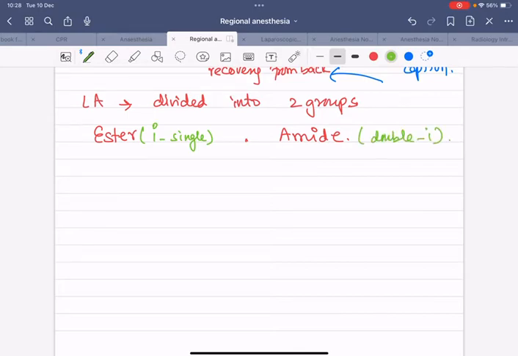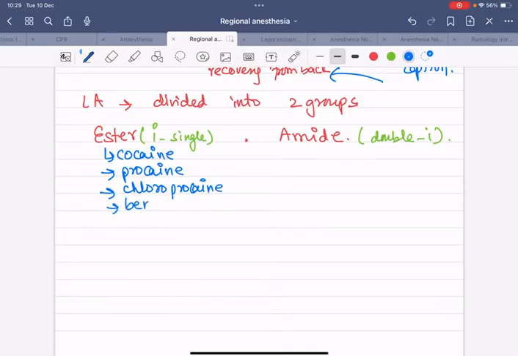For example, see here: cocaine, procaine, chloroprocaine, benzocaine, tetracaine. In all these drugs, you can easily see they have only a single I. So if there is a single I, this is an ester group.